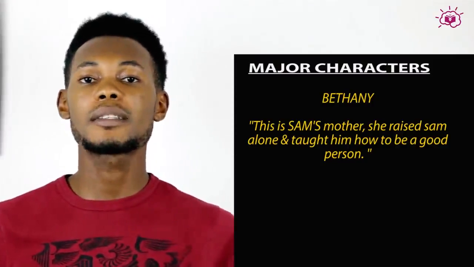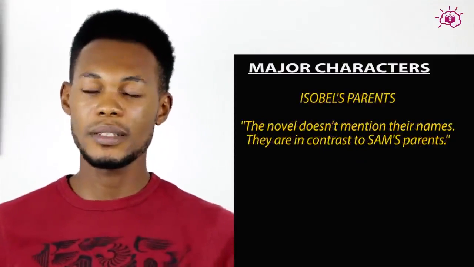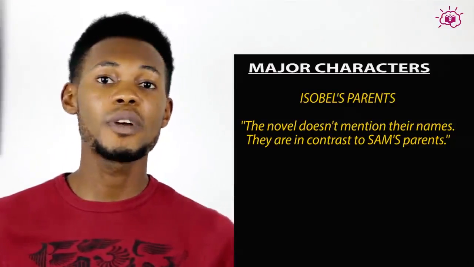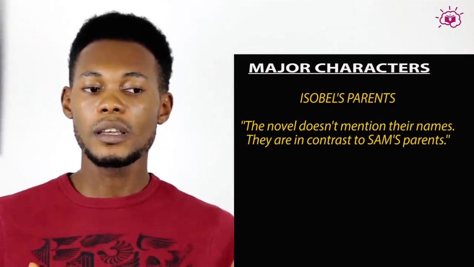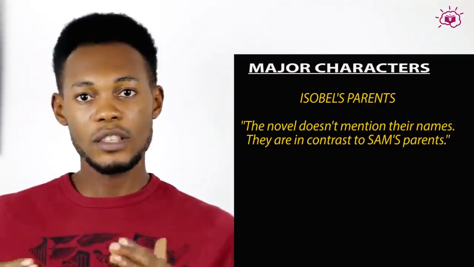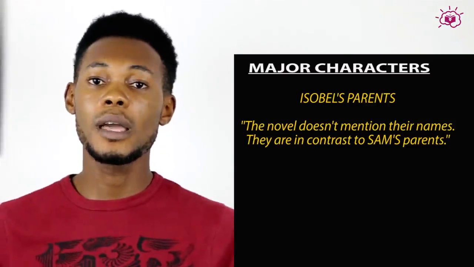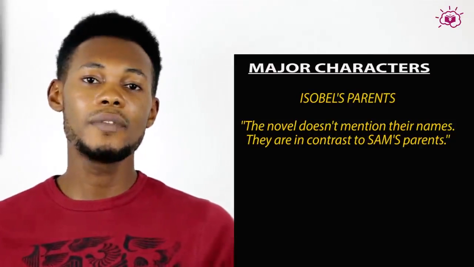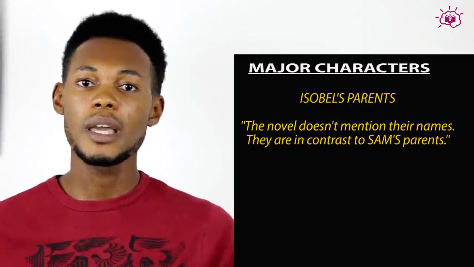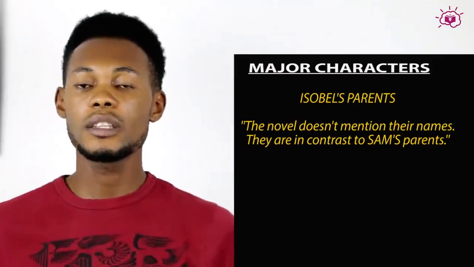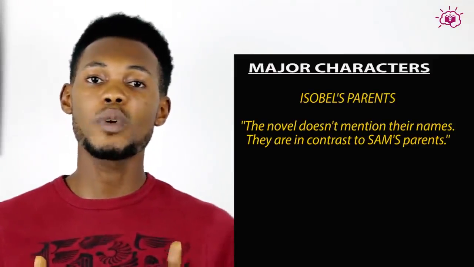And the last character we'll be discussing is Isobel's parents. They didn't really give the names of Isobel's parents, but Isobel's parents are the parents that gave us the contrast we needed between Sam's parents and Isobel's parents. They fought each other while raising Isobel as a child. They never really gave Isobel the peace of mind she needed as a child. Isobel's parents are the contrast needed to compare both parents of Sam and Isobel. So these are pretty much the characters we have in The Last Good Man in Patience Swift's book.